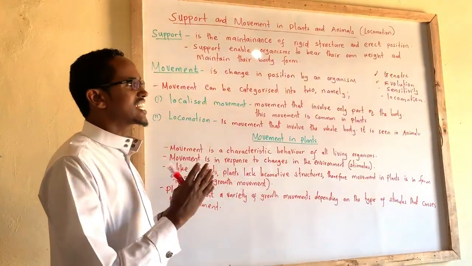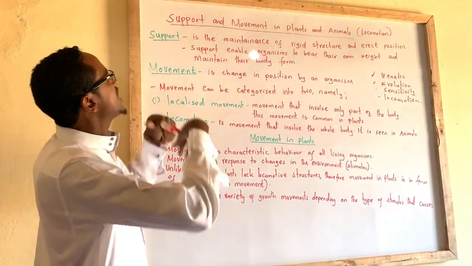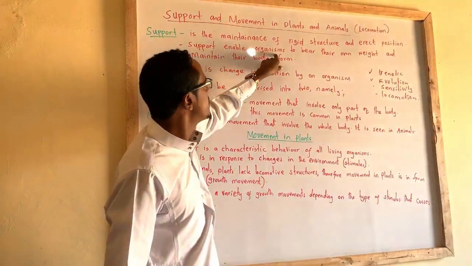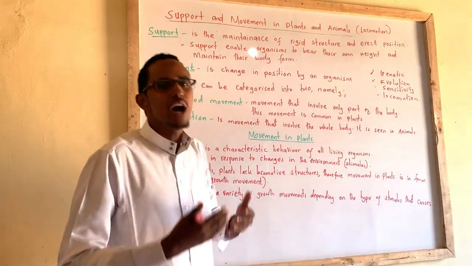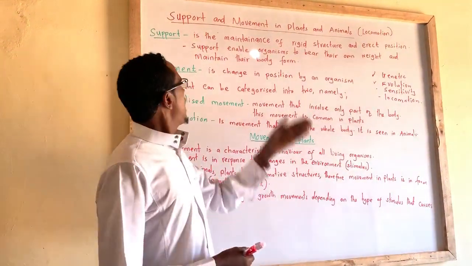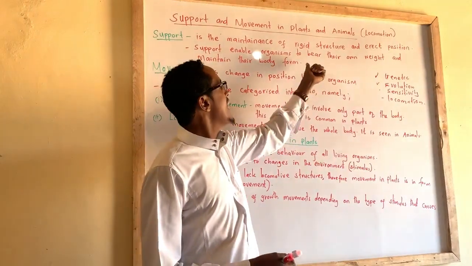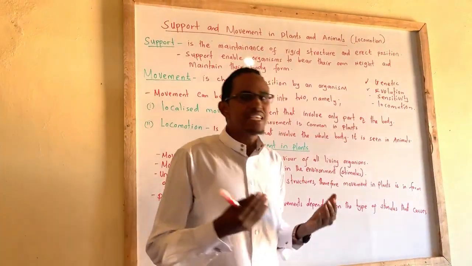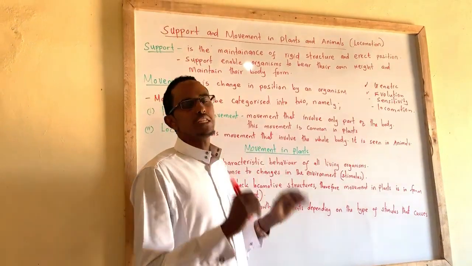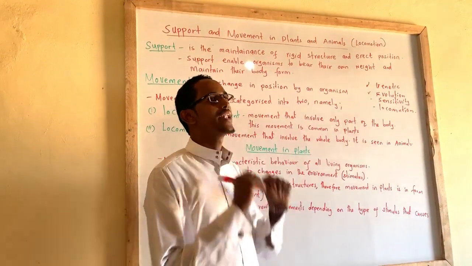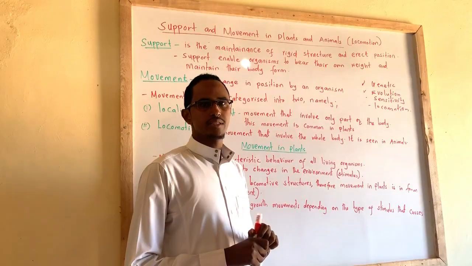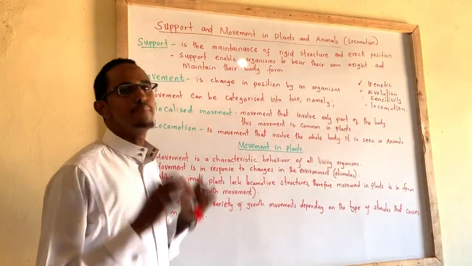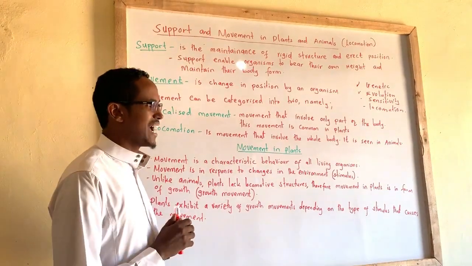When you have a rigid structure and erect position, that will enable the organism to bear and to carry their own weight and maintain their body form. Carrying their own weight means to hold each organ, each part of the body to its position. For example, our head is kept somewhere up above the other body parts.